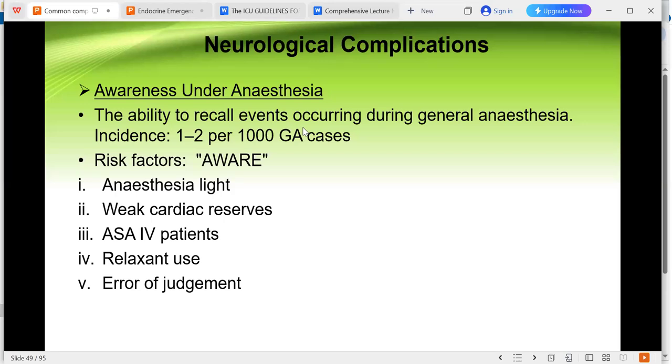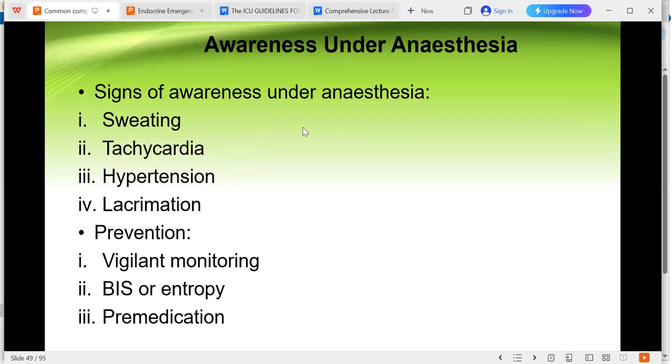Some patients can be aware, hearing everything, but they can't move, they can't talk because they are under muscle paralysis. Error of judgment, all right, by the anesthetic provider. Error of judgment. These are some of the common causes of awareness under anesthesia. So there will be signs of awareness under anesthesia. Patient is sweating, okay, tachycardia, hypertension, lacrimation, okay, all right, these are some of the signs.